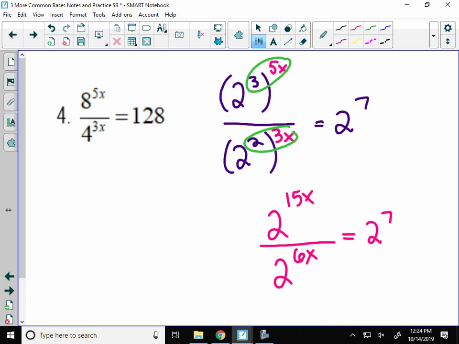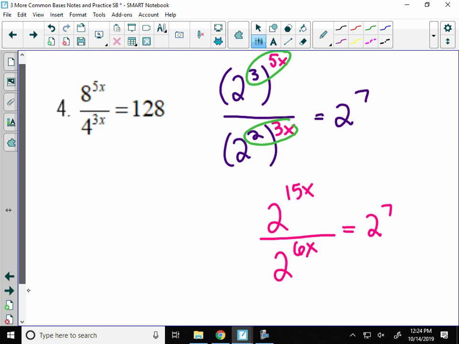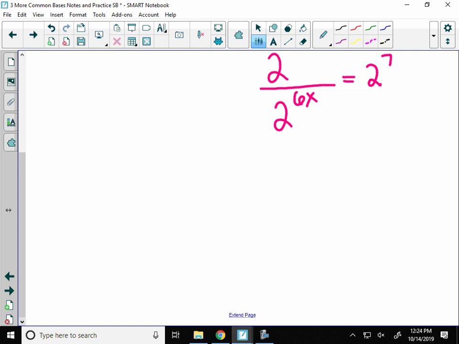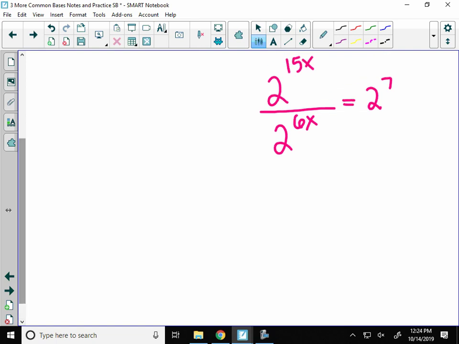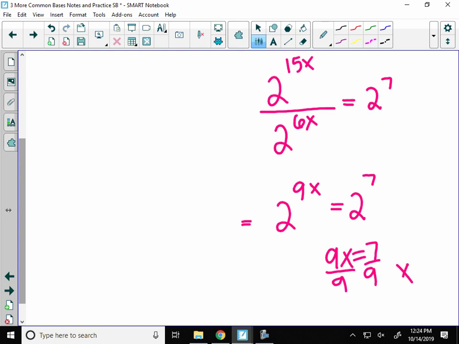Now, what did we say we do with these exponents when I have a fraction and the same base? Subtract them. So what is 15x minus 6x? 2 to the 9x. That equals 2 to the 7th. So now I just have the exponents equal. 9x equals 7, and divide by 9. So x is 7/9. So that was a little bit different.